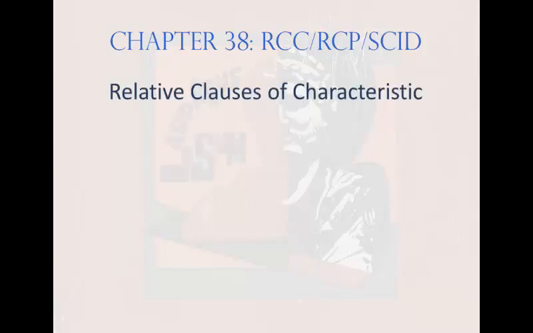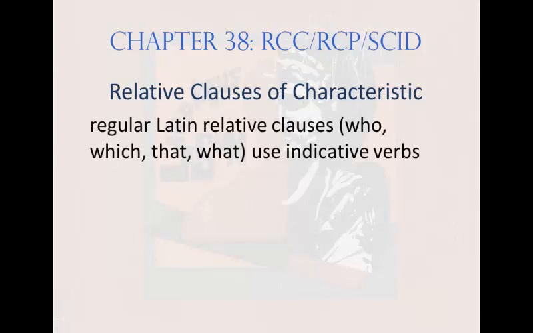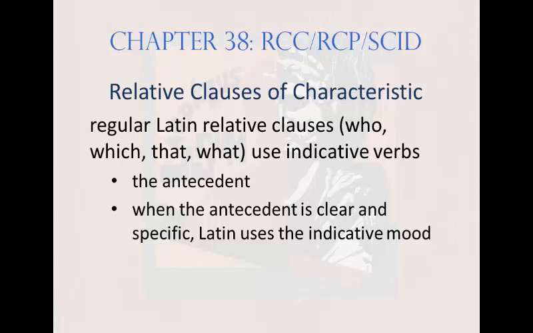Relative clauses of characteristic. You remember what relative clauses are, right? Clauses that begin who, which, what, that. As in, these are clauses which begin with relative pronouns like who, which, what, that. And do you remember the term for the noun outside the relative clause to which the relative pronoun refers? Yes, it's antecedent. When a relative clause has a clear and specific antecedent, that's the sort of antecedent we've been dealing with ever since you learned about relative clauses in Chapter 17.